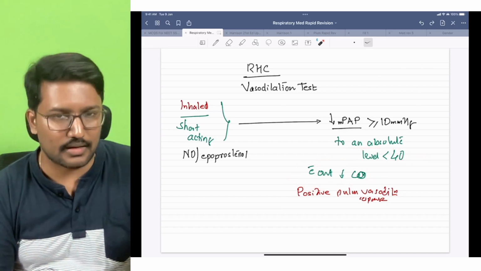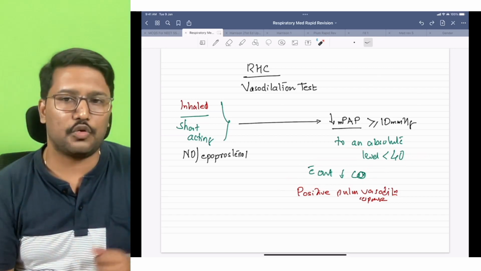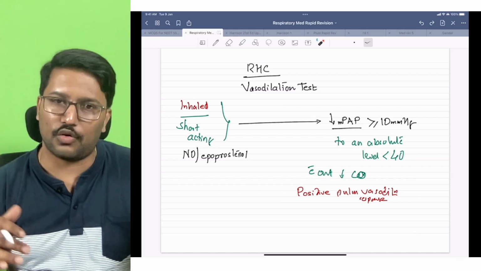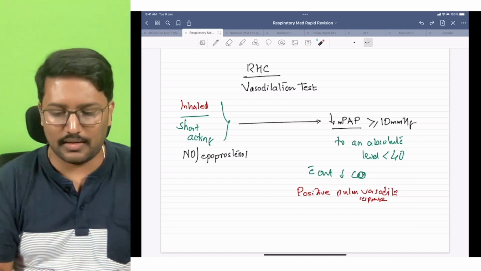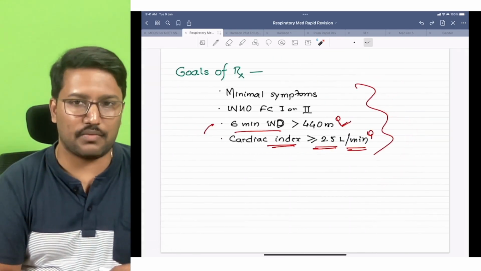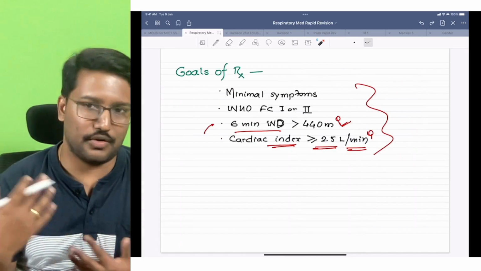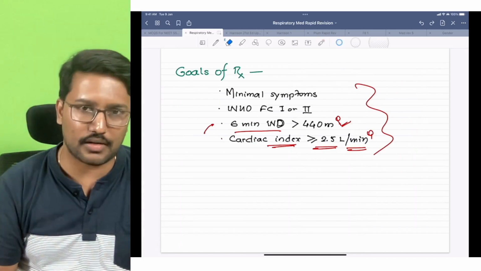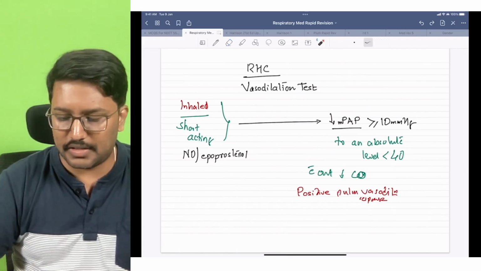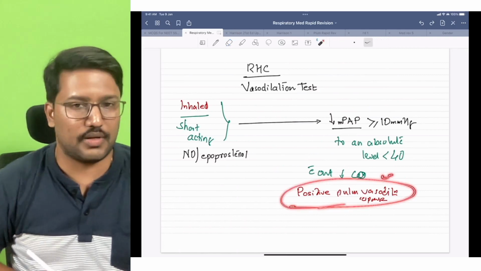This is to an absolute level of less than 40 without a decrease in the cardiac output. During the catheterization, you are also calculating the cardiac output. If you achieve this parameter by reducing the cardiac output, that's not what we are aiming for, right? Then you will not be able to achieve the 6-minute walk distance or the cardiac index. Without reducing the cardiac output, that will be said to be a positive pulmonary vasodilatory response.